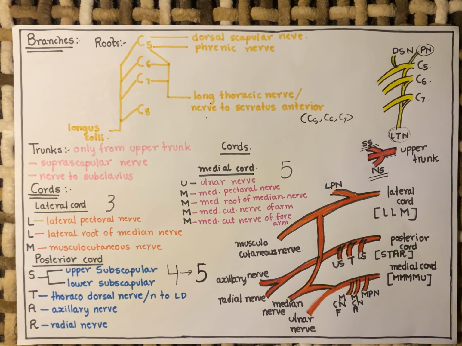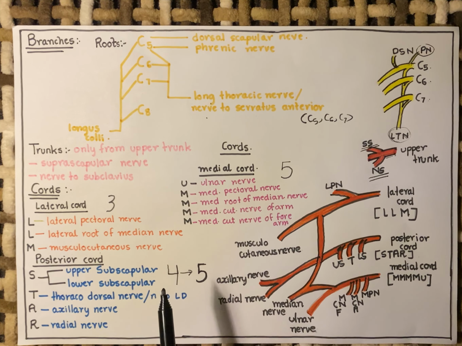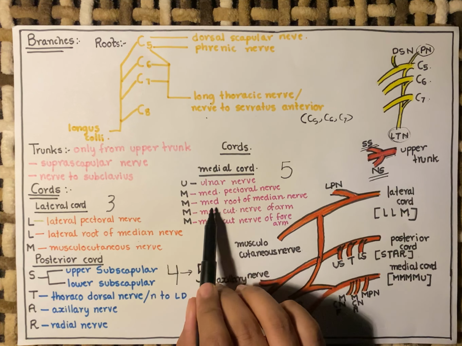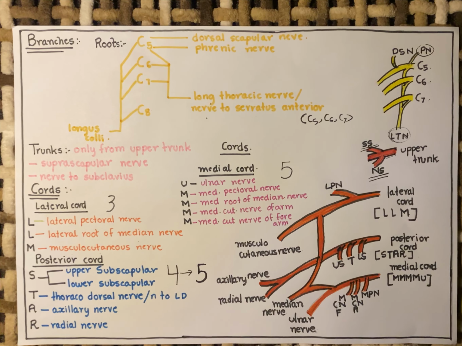Now please remember that if there is a lateral pectoral nerve, there has to be a medial pectoral nerve as well. And if there is a lateral root of the median nerve, there has to be a medial root of the median nerve as well. Okay? Medial cord has 5 branches, out of which we've tackled 2, which are the medial pectoral nerve and the medial root of the median nerve.